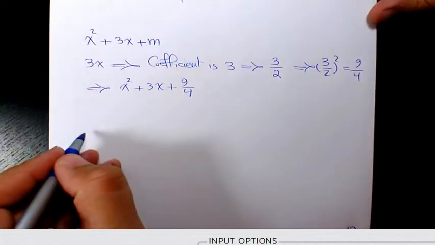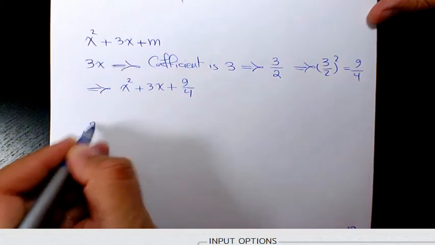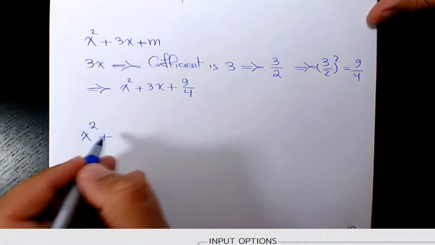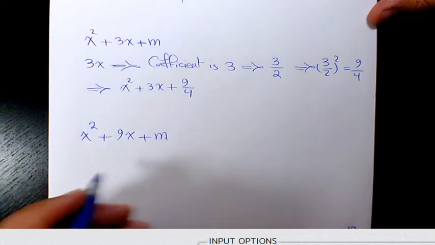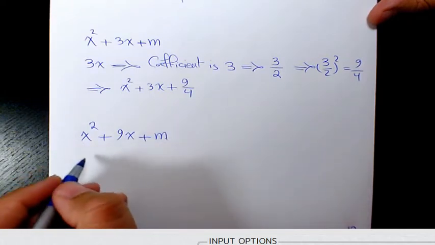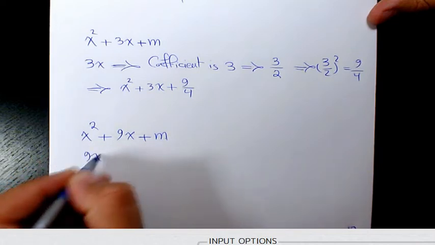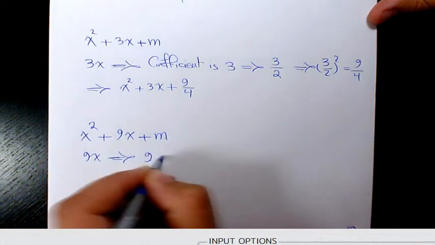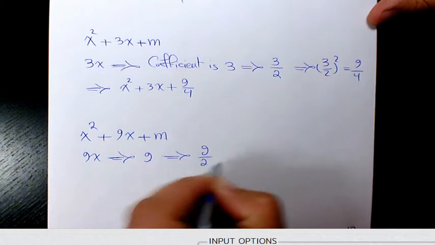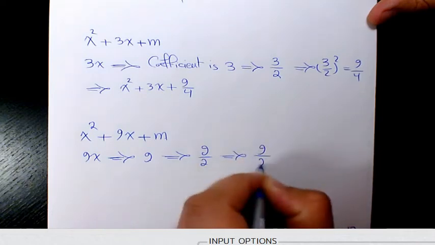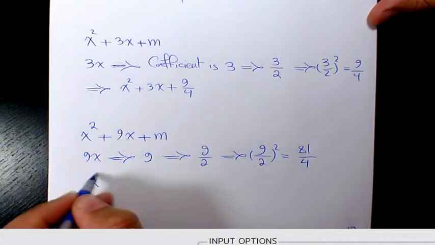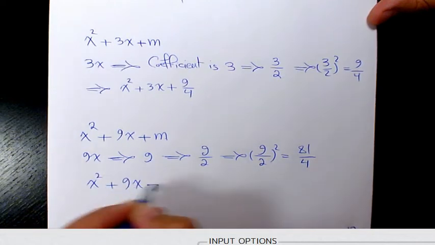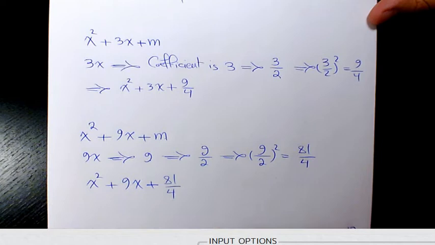Another example can be x squared plus 9x plus m. What is going to be the value of m in order to have a perfect square? You're going to say 9x, the coefficient is 9, divided by 2, you make it squared, it's going to be 81 over 4. So it's going to be x squared plus 9x plus 81 over 4.